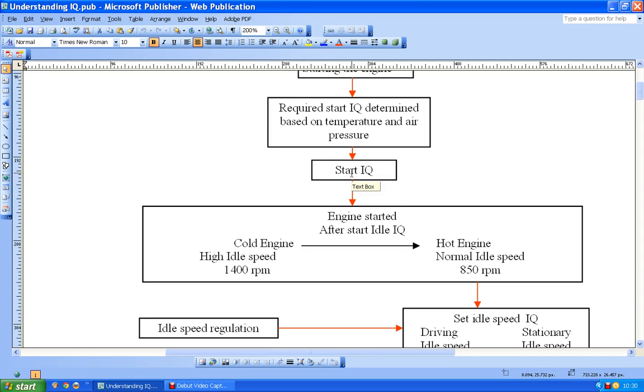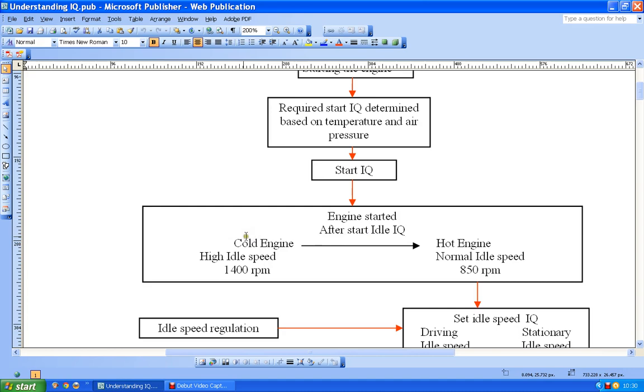Now if you've started a cold engine, then this start IQ will be quite a high value compared to if it was a hot engine, but it will still be higher than normal regardless, because it usually uses more fuel to start the engine than it would if the engine was already ticking over. So what we get then, of course, is the engine starts.